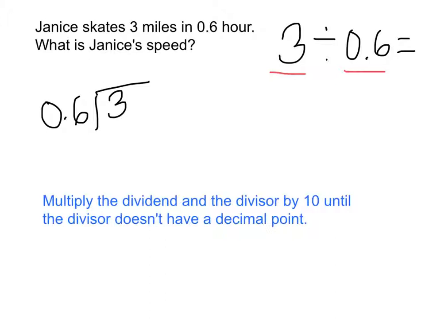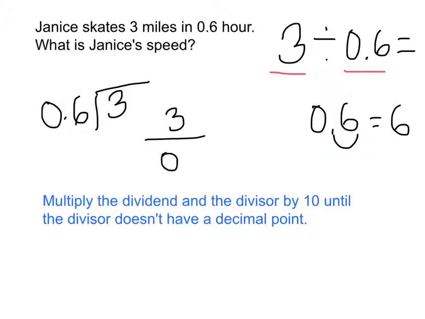Would that make it a whole number? Yes. If I have 0.6 and I move this decimal over one spot to the right, I would get 6, right? Can we divide by the whole number 6? So, we also know, this is where it gets a little complicated, we know that 3 divided by 0.6 is the same as 3 over 0.6 because we know that about fractions, right?